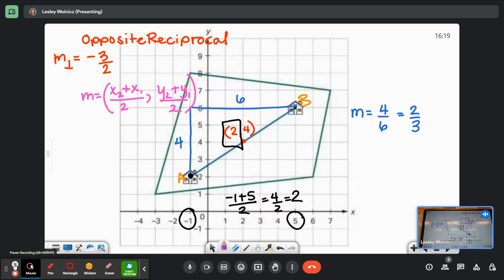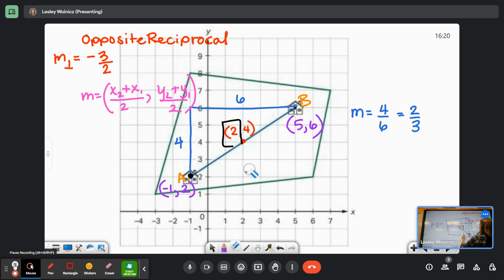Let's plug in our points. Point A down here is negative 1, 2. And point B is 5, 6. Okay, I need to get rid of some of this extra stuff because it's kind of cluttering up my board. Okay, that's starting to feel a little bit better. Cool.